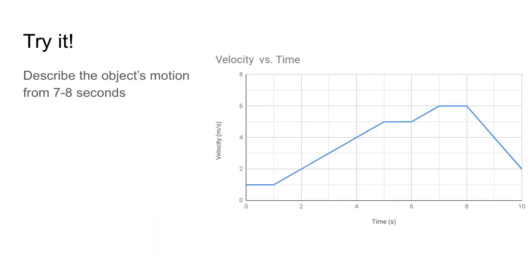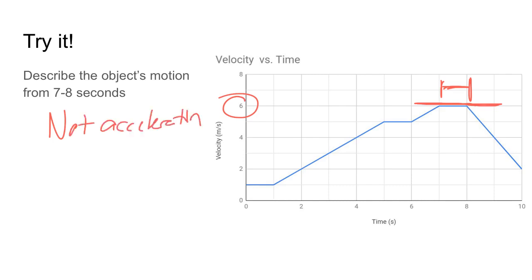So if we were going to try to describe the object's motion from 7 seconds to 8 seconds, this right in here. So we look at this line here and we can see what the slope is. The slope is 0. The slope is not changing. And in a velocity versus time graph, that means that our speed is not changing. It still means that it is moving at 6 meters per second, so it's still moving forward, but that speed isn't changing at all. And so we couldn't say that this is accelerating. It is not accelerating.